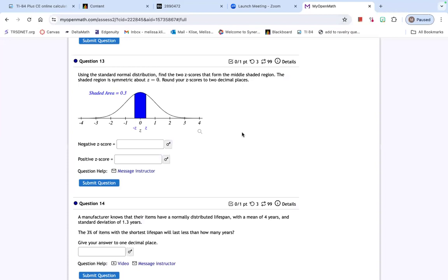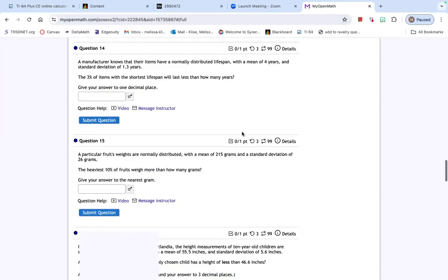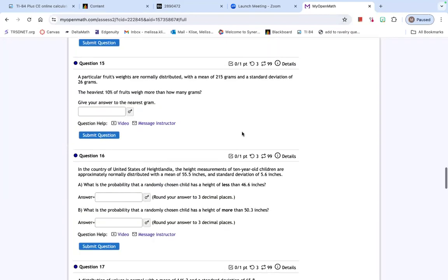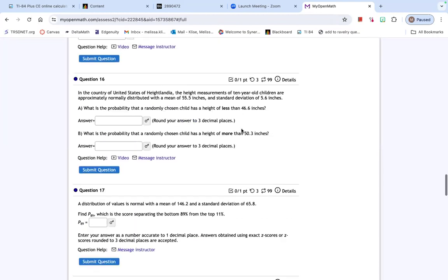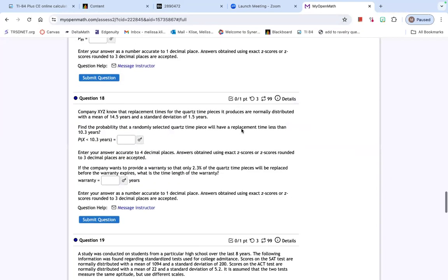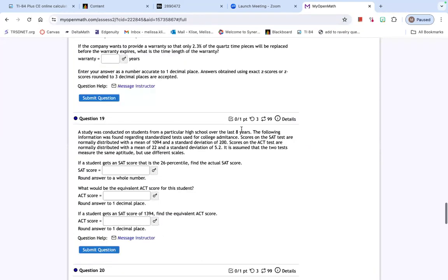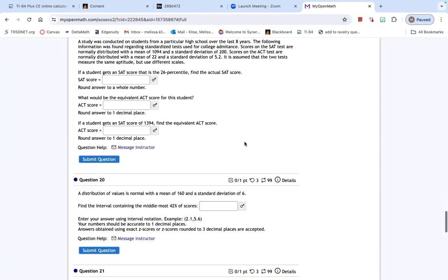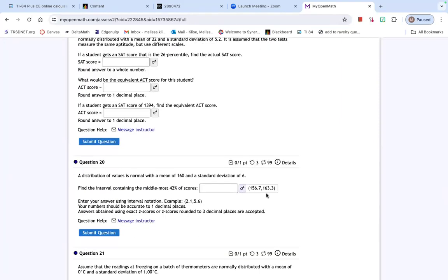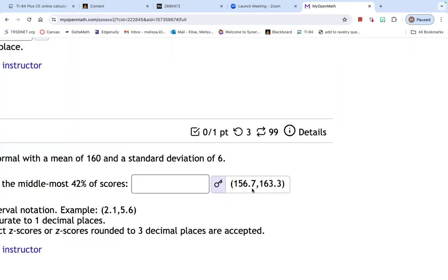And let me see here. I'm going to see if I can find an interval one, and then I'm going to show you the other one. Maybe not. They have an interval one. Yeah, so the interval, see, it wants it with the parentheses. Make this bigger. If you put brackets or you don't put the parentheses, it's going to mark you wrong.